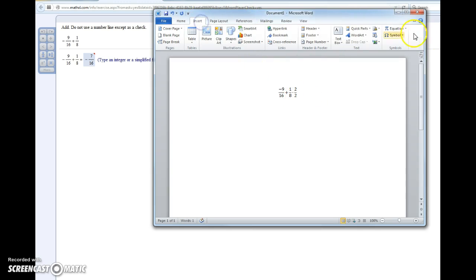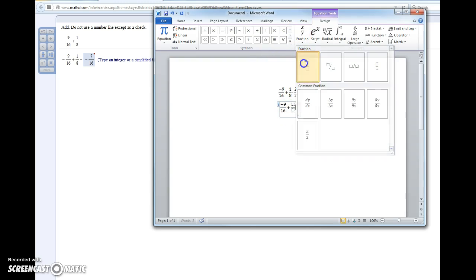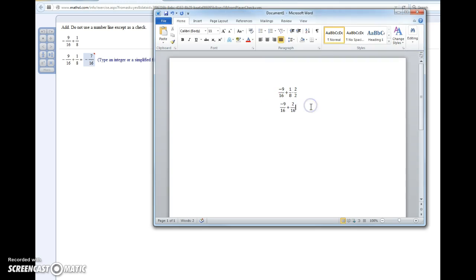Now I have negative 9/16 plus 1 times 2 gives me 2, and 8 times 2 gives me 16. And so I've rewritten 1/8 as 2 over 16. Now that they're the same units, I can just add the numerators.